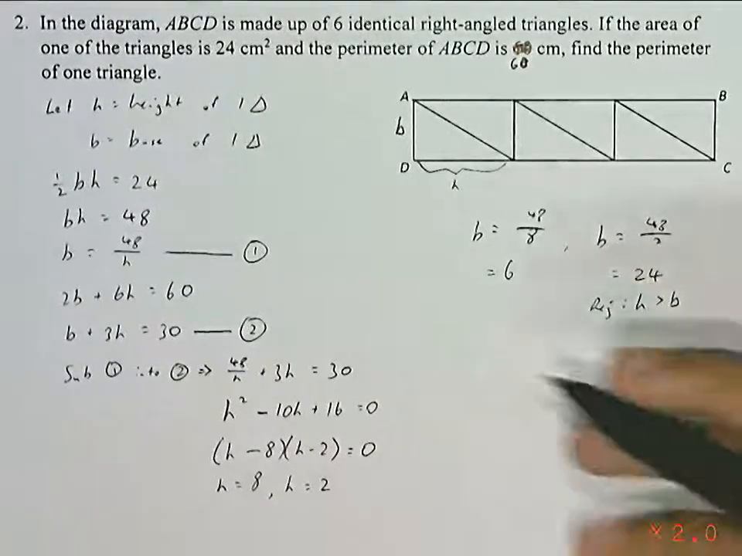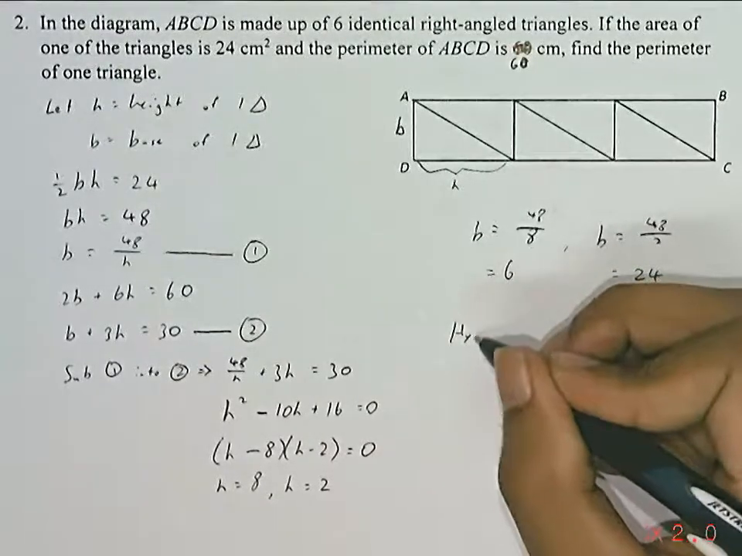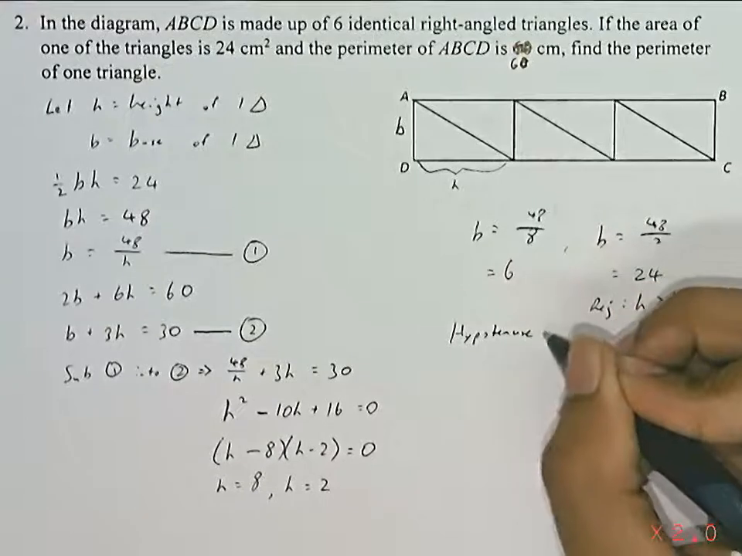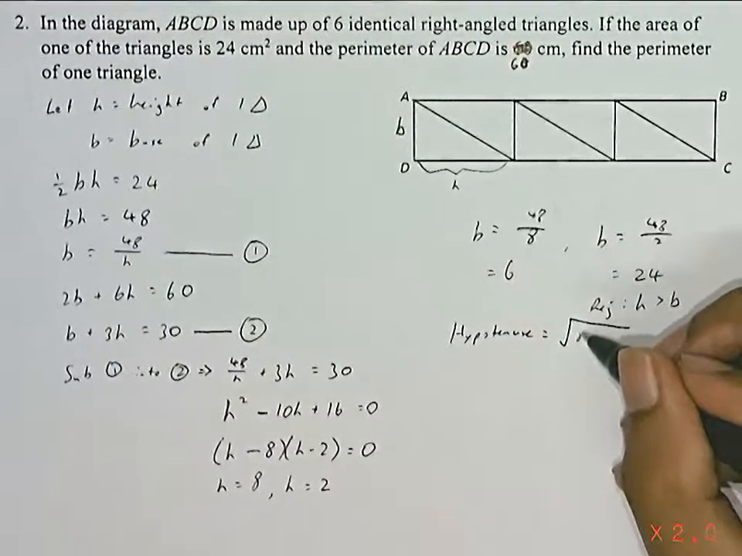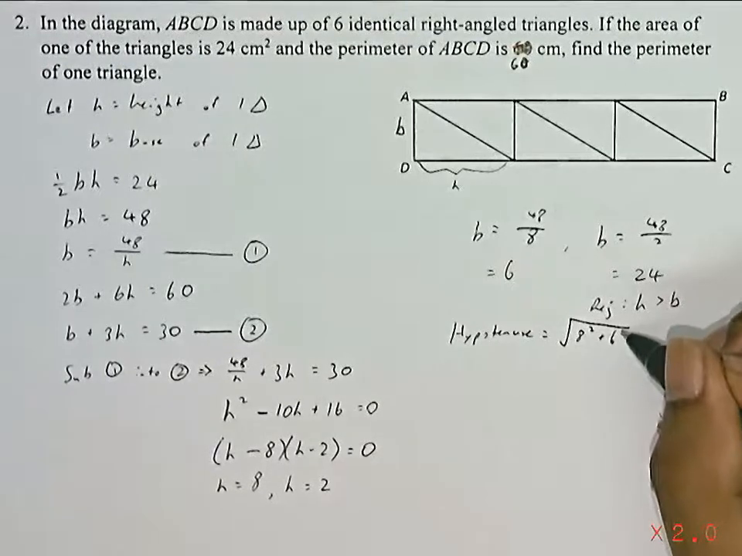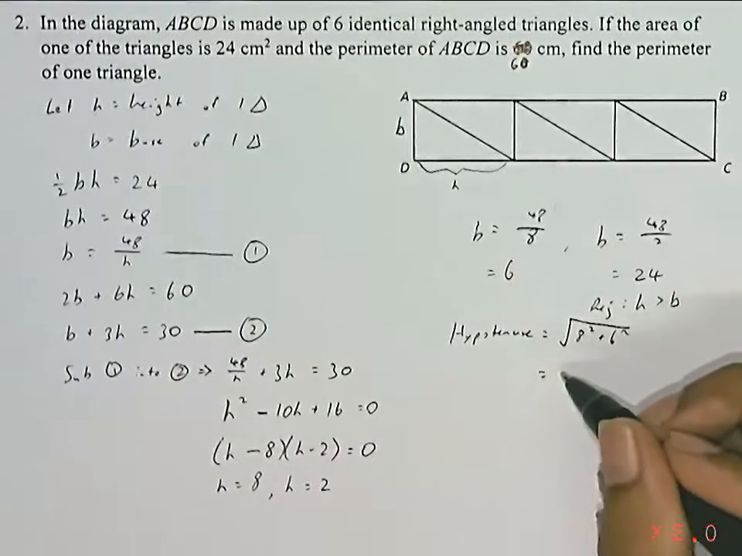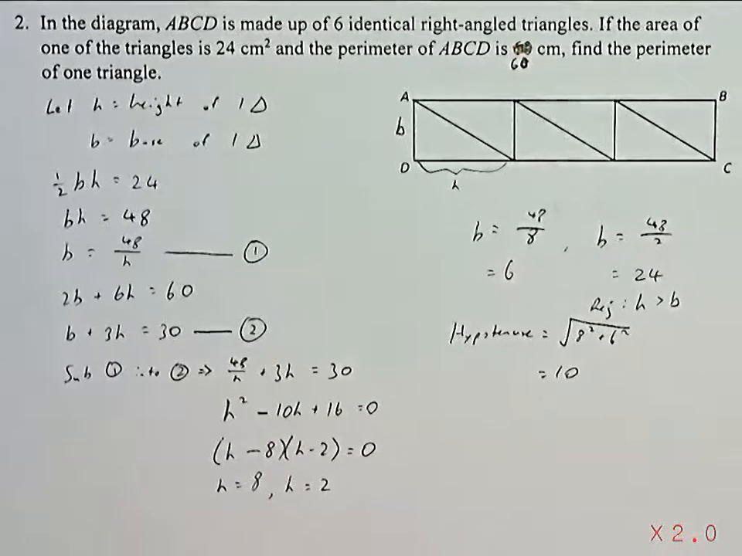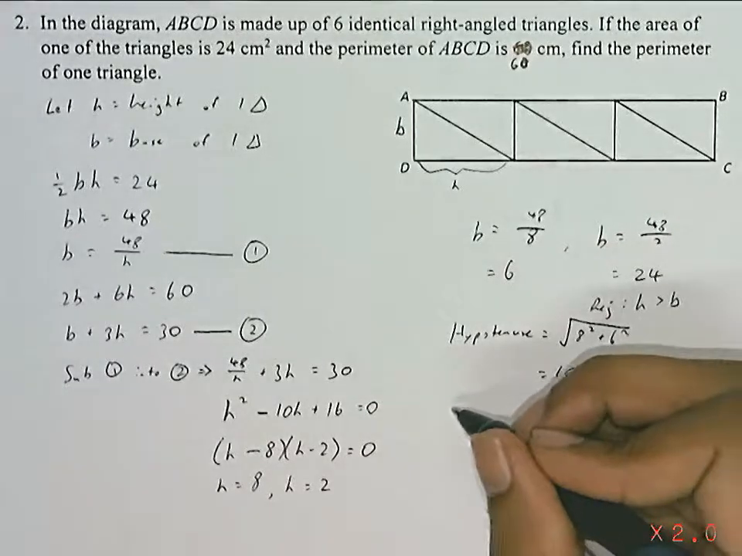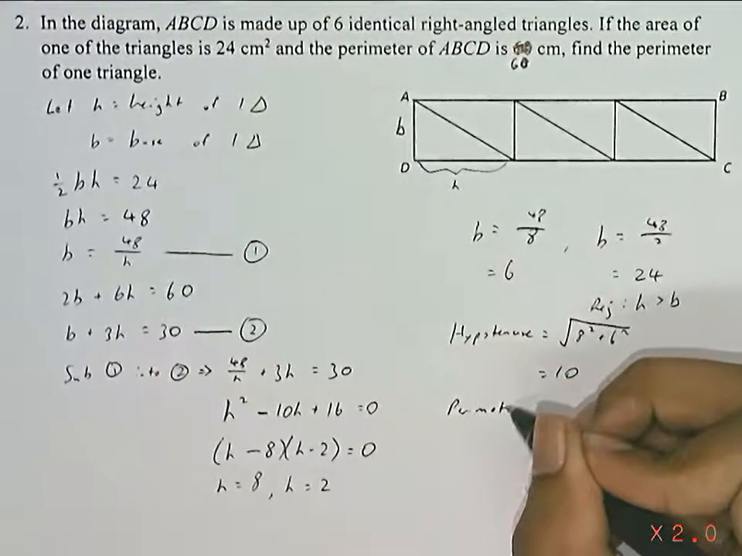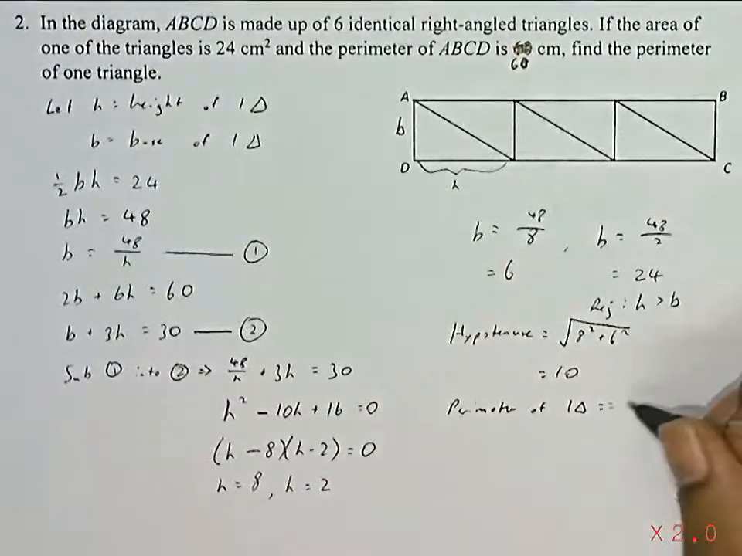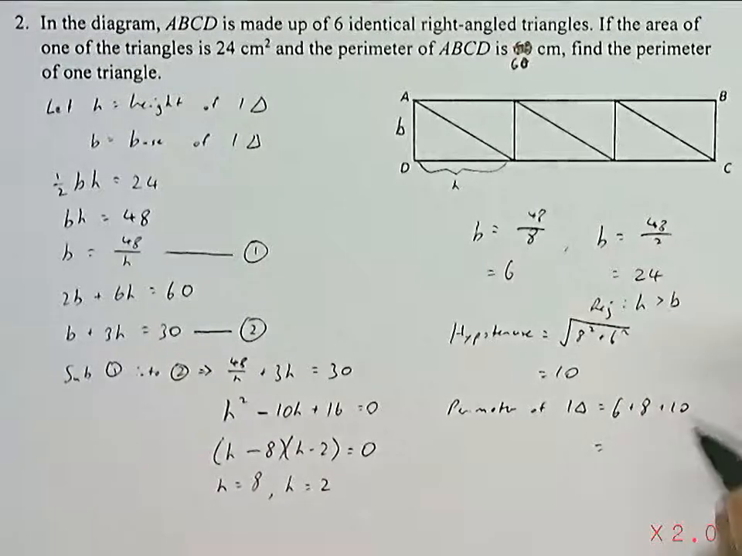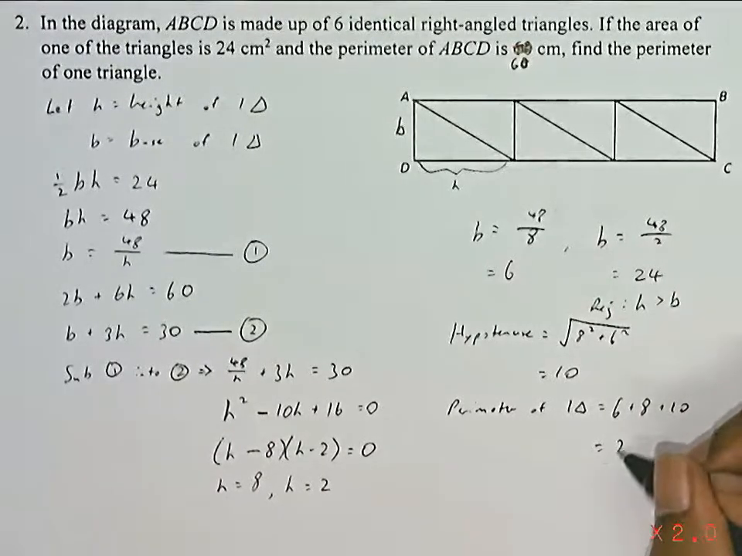We just need to find our hypotenuse using Pythagoras theorem, and that is 8 squared plus 6 squared, and the square root of that is 10. So the final perimeter of one triangle is 6 plus 8 plus 10, which is 24.